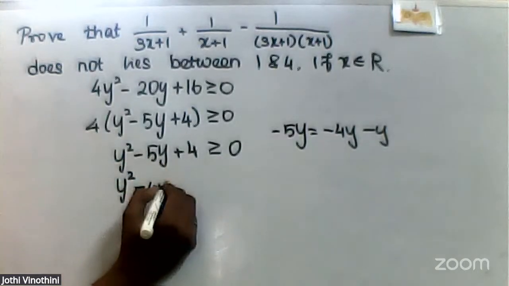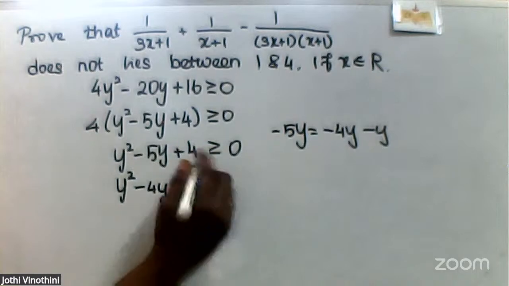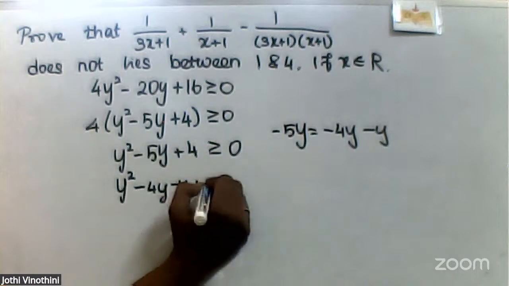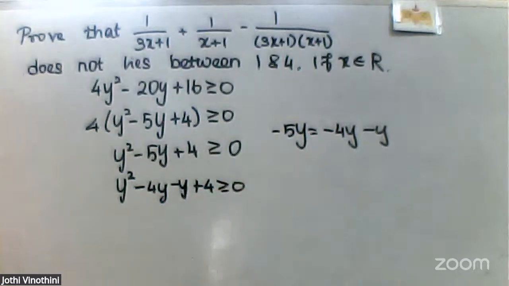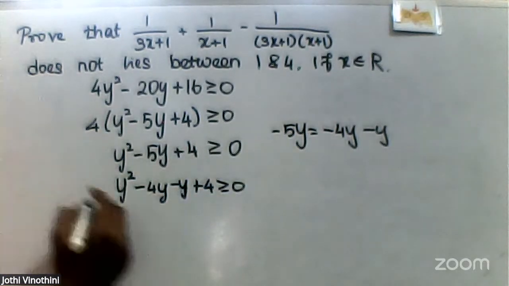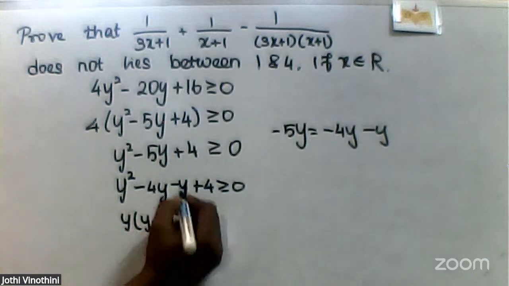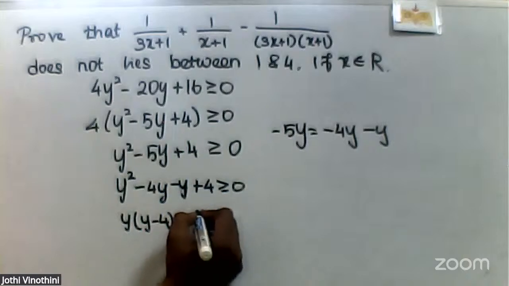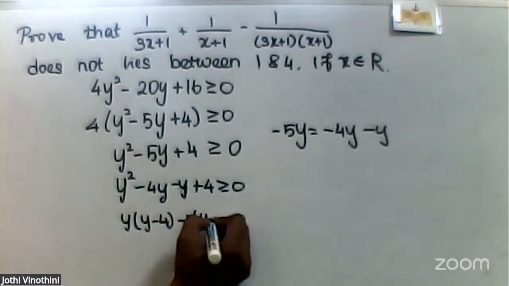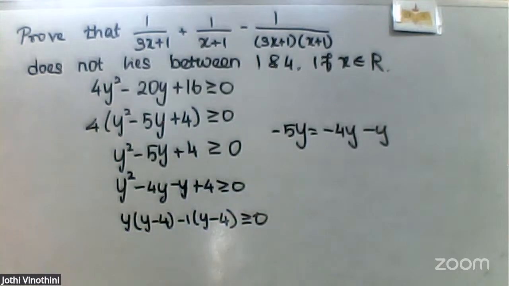So minus 4y minus y, less 4, greater than or equal to 0. See, in both the terms we have y common, right? So I am taking y. So what we have is y minus 4. In this term I am going to take minus 1 as common. What we will get is y minus 4 must be greater than or equal to 0.